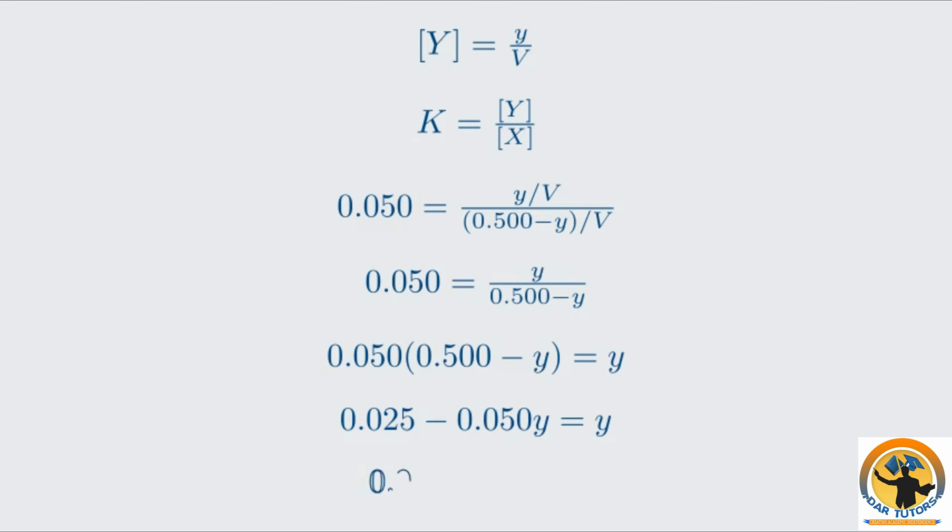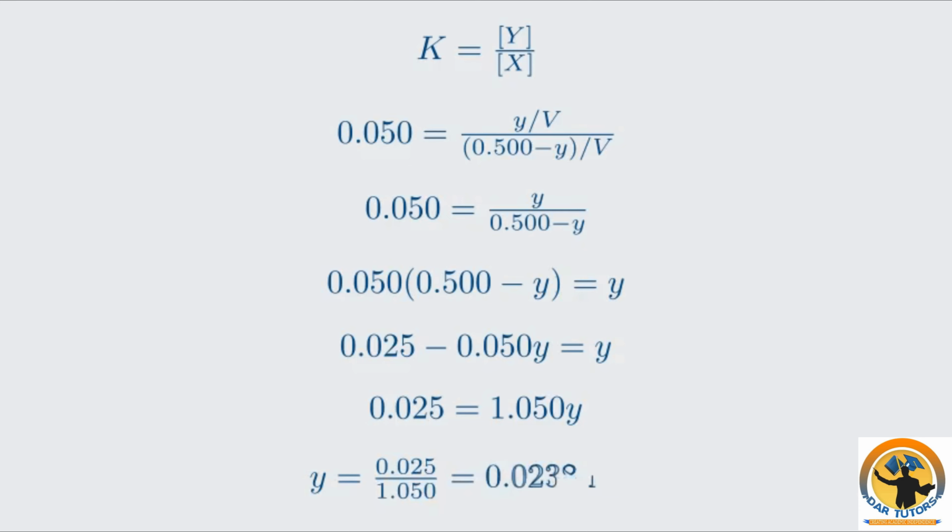Grouping terms gives 0.025 equals 1.050Y. Solving for Y, we find it's approximately 0.0238 moles. Rounding to 3 significant figures, the amount of Y formed at equilibrium is 0.0238 moles. Here is our final practice question, a more complex problem that will utilize all the skills we've developed today.